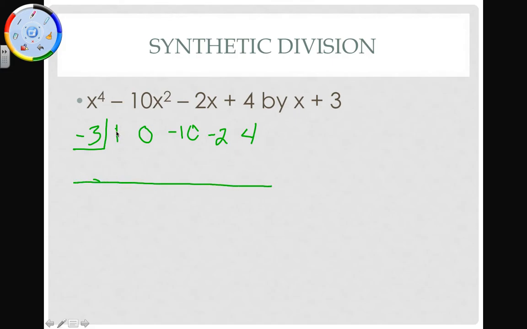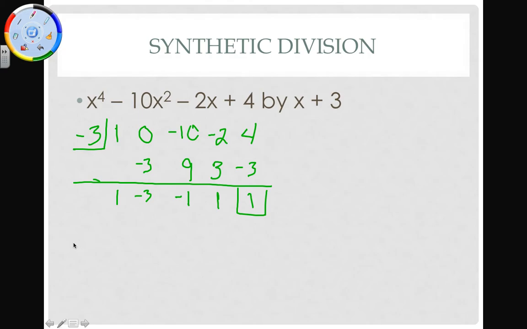All right, so same process. Drop the 1. -3 times 1 is -3. Add, I get -3. -3 times -3 is 9. Add, I get -1. -3 times -1 is 3. Add, this is 1. -3 times 1 is -3. Add, this is 1. Notice that means I get a remainder.